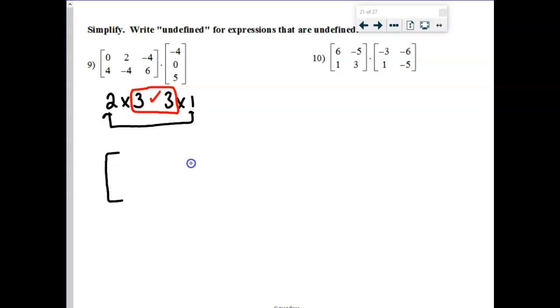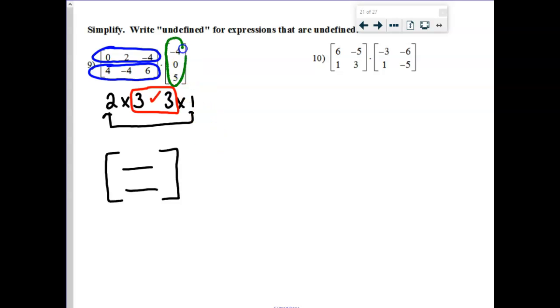So I'm going to write a large matrix with 2 rows and 1 column. And you're going to be like, why is that so large? And you'll see why in a minute. Okay, if you have 2 colors, now would be a great time to bust them out. With your first color, you're going to circle the rows from your first matrix. And with your second color, you're going to circle the columns from your second matrix. There only happens to be 1.